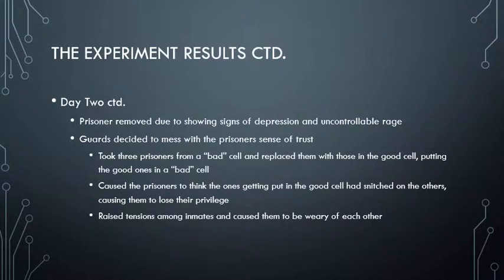By this point, less than 36 hours in, one of the prisoners was showing signs of depression and uncontrollable rage and was removed from the study after deliberation by Zimbardo and the guards. He was the first but not the only one to be removed early. After half a day being separated into the good and bad cells, the guards decided to mess with the prisoners' sense of trust. They switched the prisoners from the good cell with the ones from the bad cell. This caused the prisoners to think the ones getting put in the good cell had snitched on the others, causing them to lose their privilege. It raised tensions among the inmates and caused them to be wary of each other.